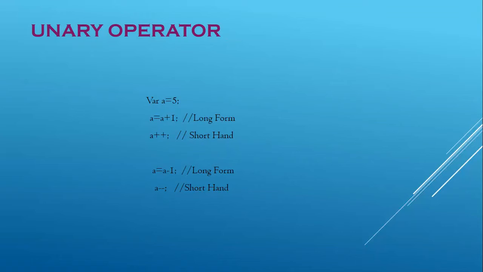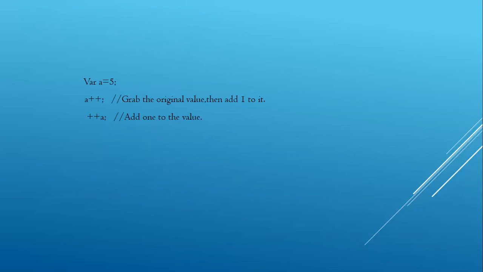Unary operators. If you want to add or subtract one from a value, unary operators are used. They are super shorthand. Instead of doing a equals a plus 1, you can simply type a plus plus, and the same can be done with minus. You can also reverse this operator by writing plus plus a or minus minus a. The result will be the same but in a different order.